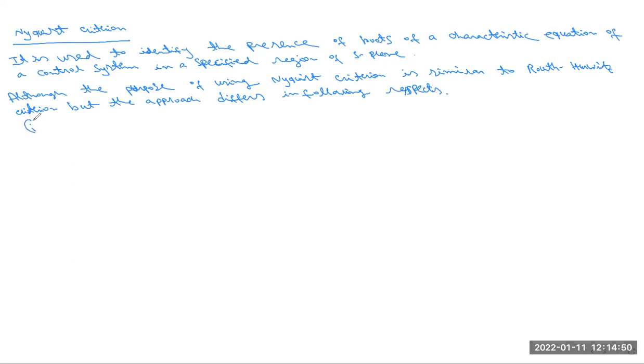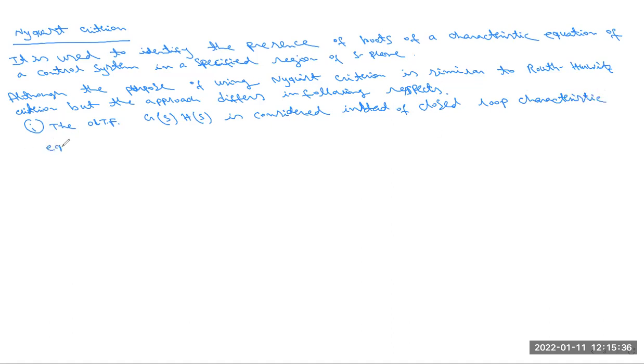First, the open loop transfer function, that is OLTF, meaning G(s)H(s), is considered instead of the closed loop characteristic equation, which is 1 plus G(s)H(s) equals 0.